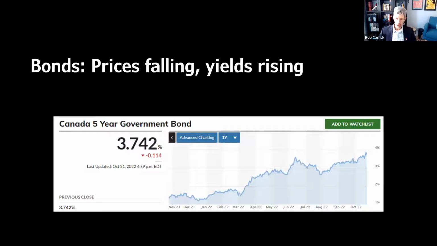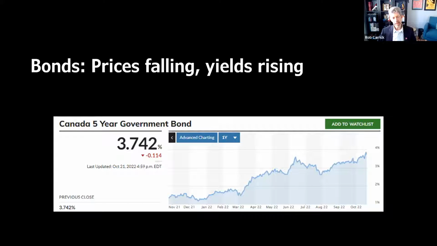Now, as bond prices fall, yields rise. That's a strange quirk of the bond market. Falling prices mean rising yields. So my little chart here shows the 5-year Government of Canada bond, and I use that as a reference for what's happening in the bond market. I look at the 5-year Canada bond because 5-year mortgage rates are very much influenced by this rate. So that's why it's of particular interest to me.